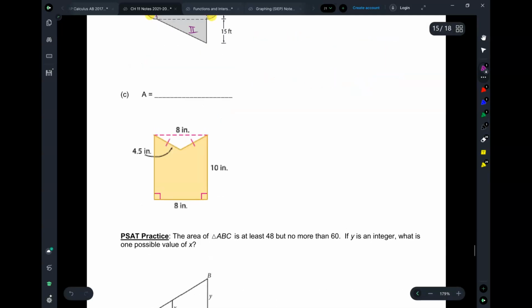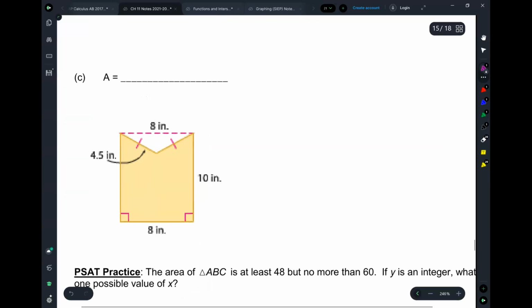Okay. What do we have here? A triangle and a rectangle. So we're going to do the rectangle minus that little triangle, right? Okay. 10 times 8 for the rectangle. How am I going to find the area of the square? I need a, I'm sorry, the triangle. I need a height here.